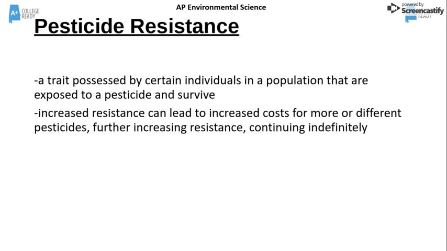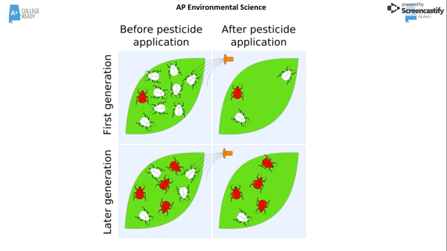Pesticide resistance occurs when a trait possessed by certain individuals in a population allows them to survive when exposed to a pesticide. Increased resistance can lead to increased costs for more or different pesticides, further increasing resistance, continuing indefinitely. The picture shows the red bugs are resistant to the pesticides, so their numbers increase.